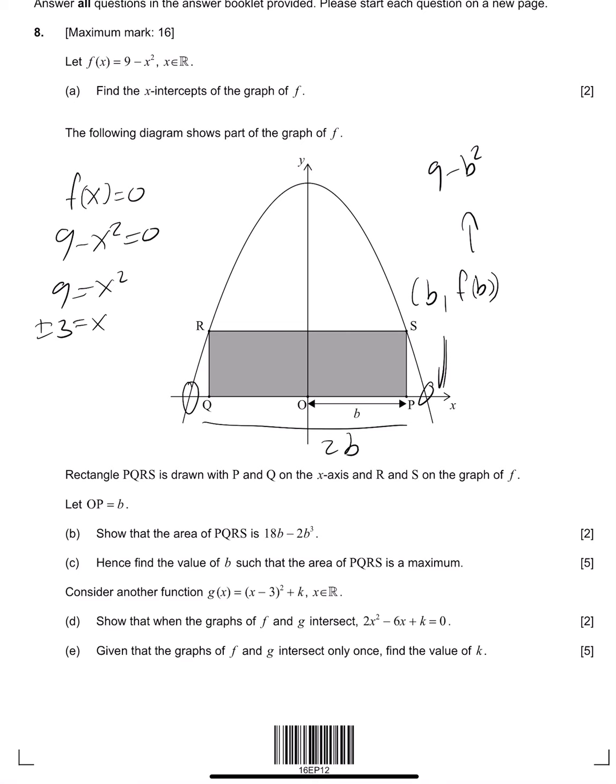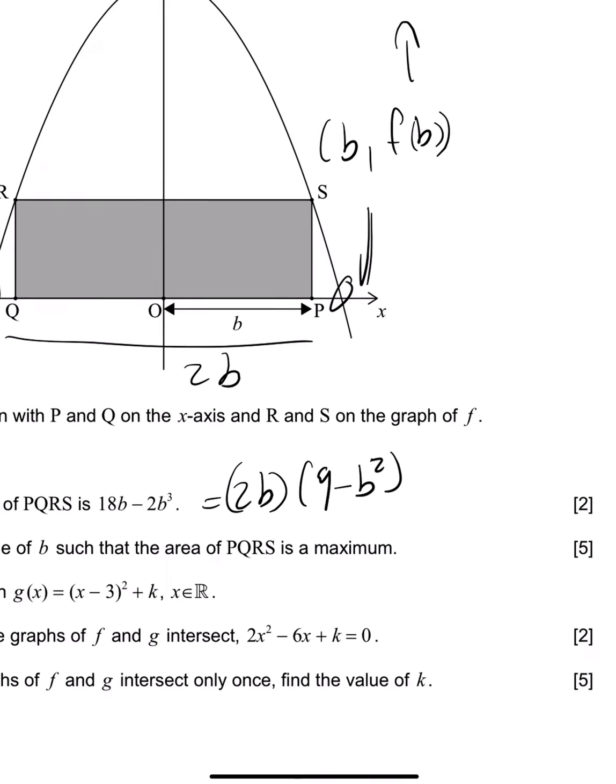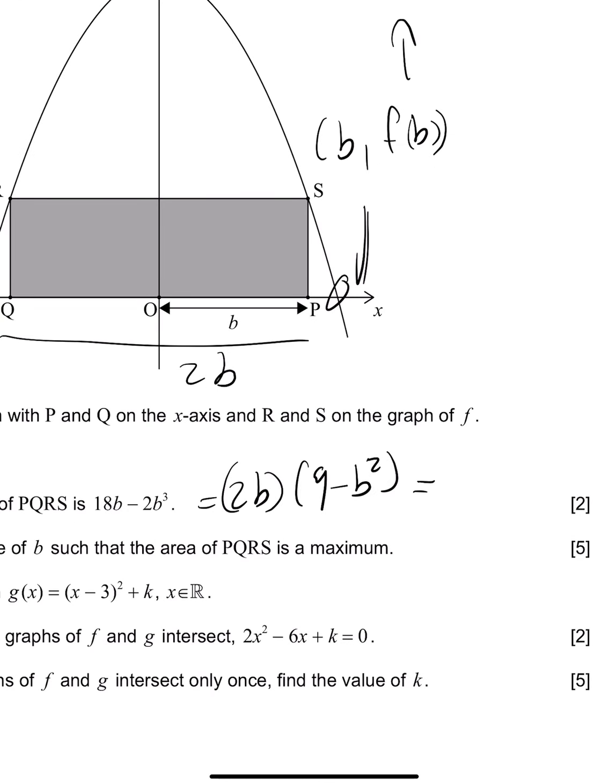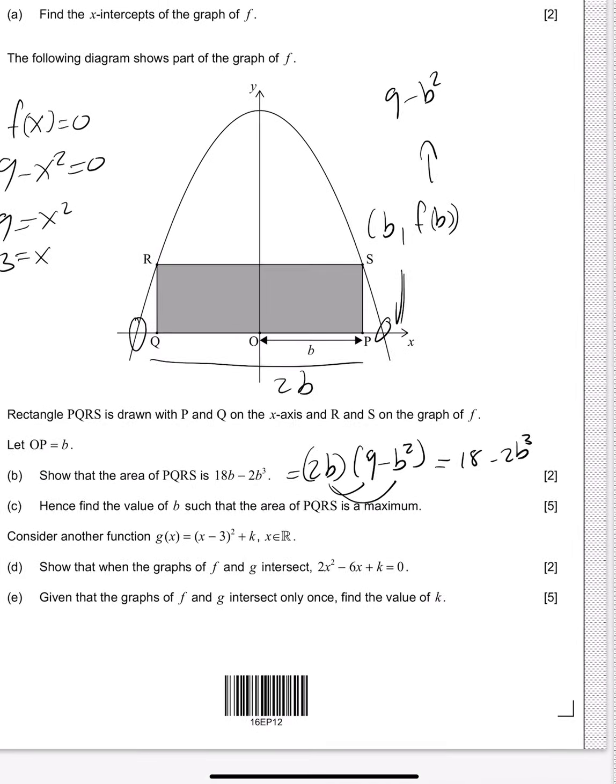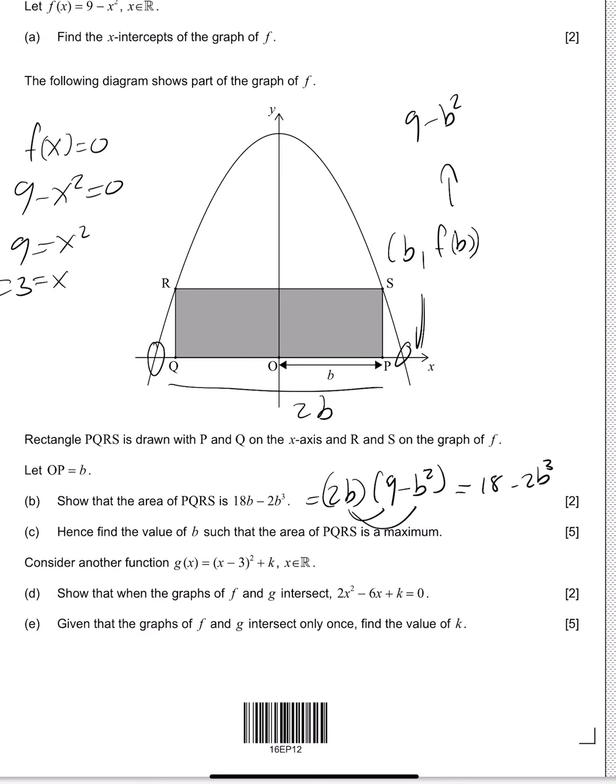So now, the area is going to equal 2b, which is the base, times the height, 9 minus b squared. And this is therefore going to be 18b minus 2b cubed. And that's a gentle 2 points. Now we want to find the value of b such that the area is a maximum. And we just found the area, right? This is the area.